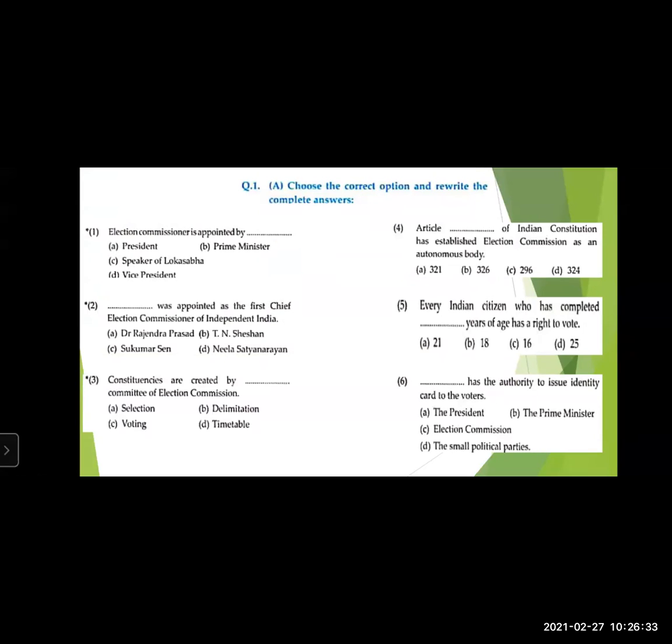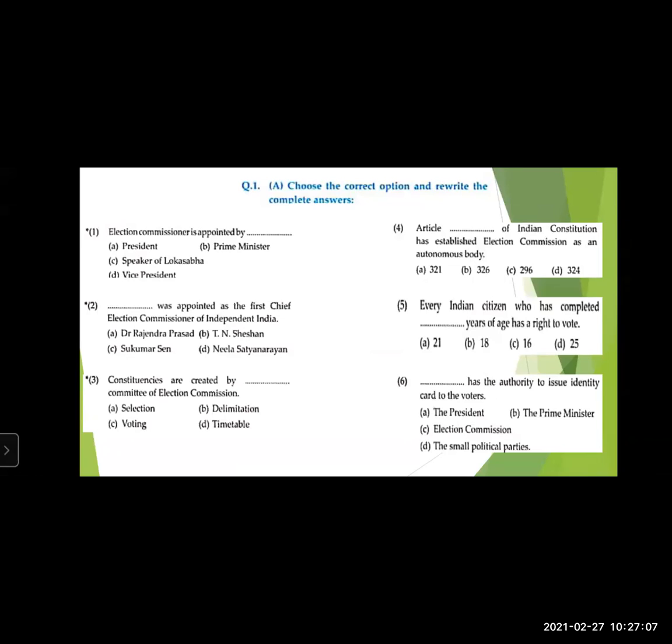The first one is: Election Commissioner is appointed by dash. The options given here are A, President, B, Prime Minister, C, Speaker of Lok Sabha, D, Vice President. Okay, the correct answer is President. Students, you will write the full sentence, the full statement, and the correct answer, and underline the answer. Don't just write the answer and underline it. You have to write the full statement to get the full marks.